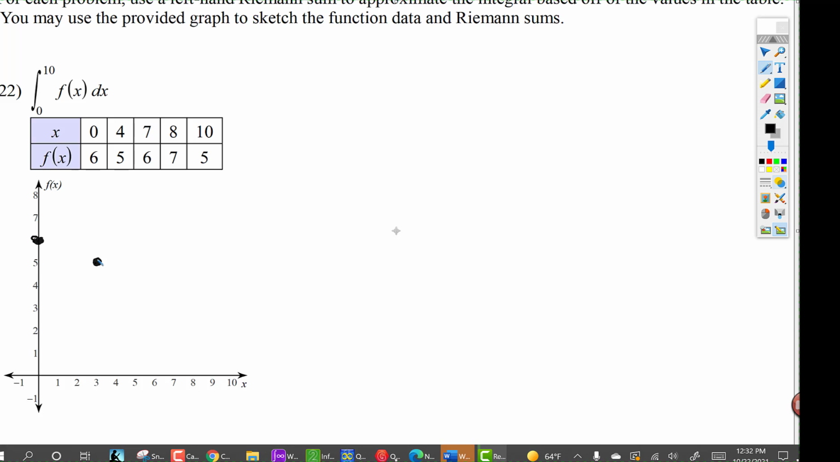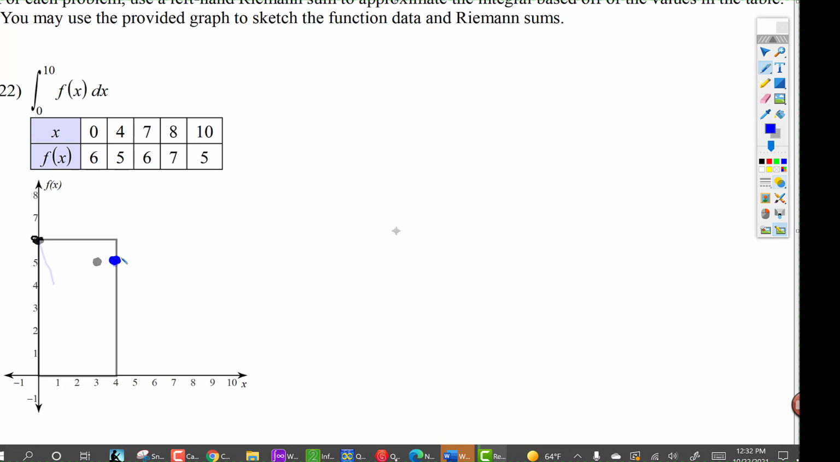So if we're doing leftmost, so let me do this. On that one, if we were using left-handed rectangles, oops, it would look, oh, we're going from 0 to 4. So from 0 to 4, we're at a height of 5.